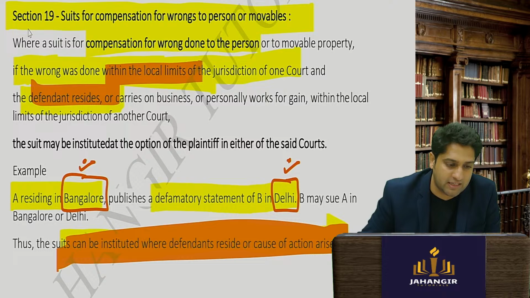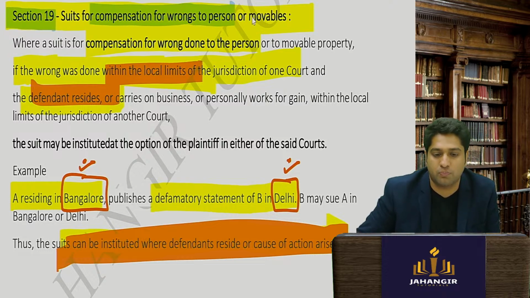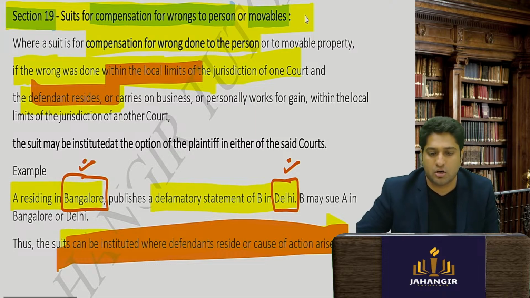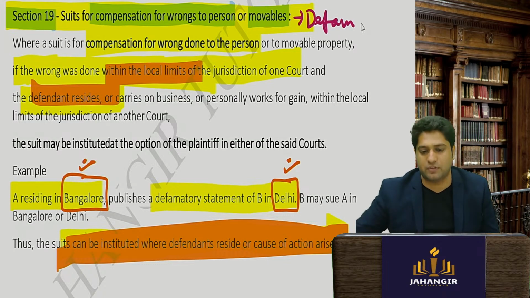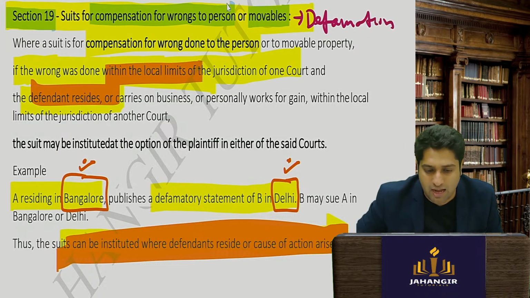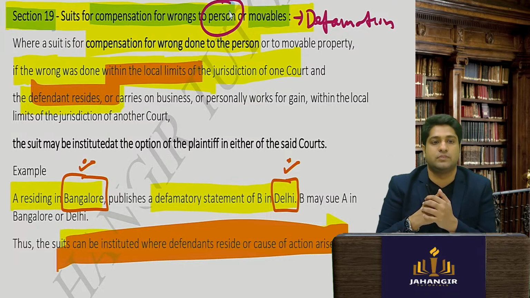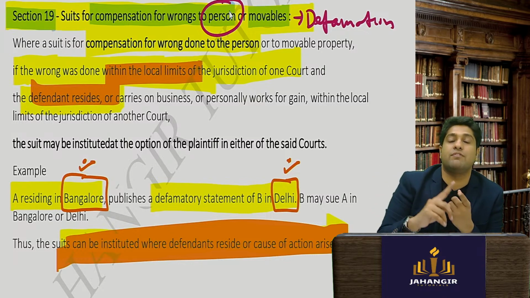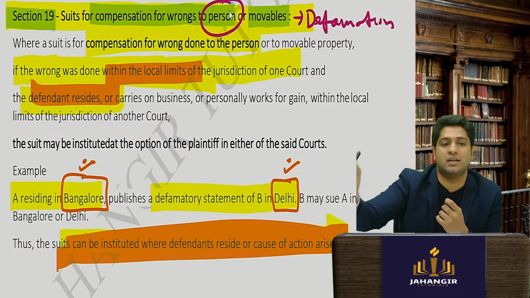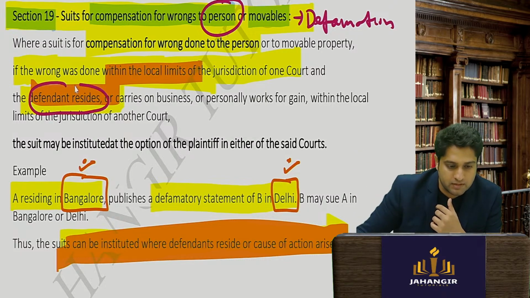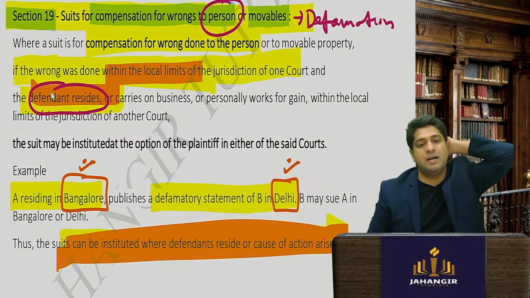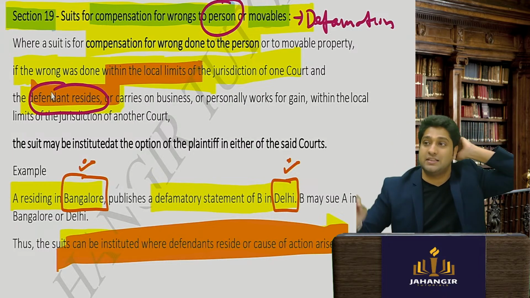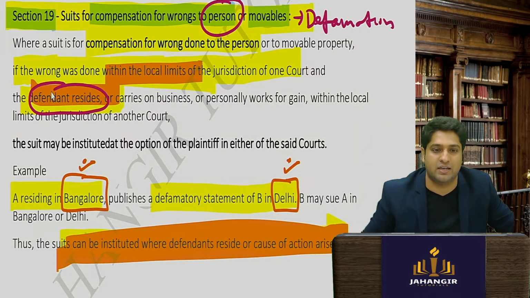Now section 19, suit for compensation for wrongs to person or movable property. Person means what? Let's say a case of defamation. If I am doing a wrong to you, it means I have defamed your reputation. So where can you file a case? You can file a case where the defendant resides. If imagine someone has issued some defamatory content, you will file a case where the defendant resides.